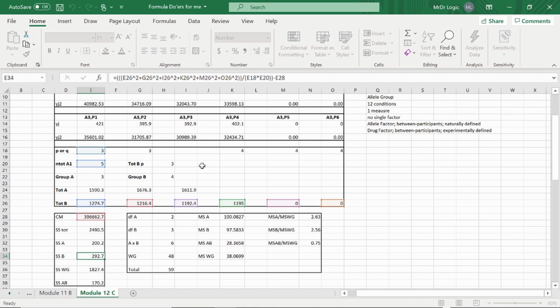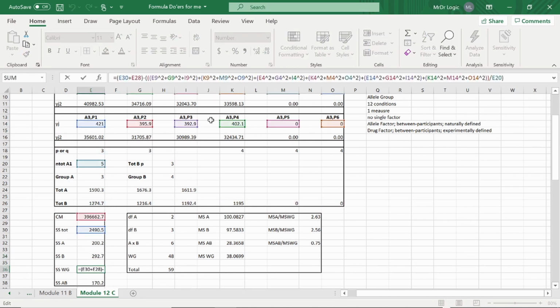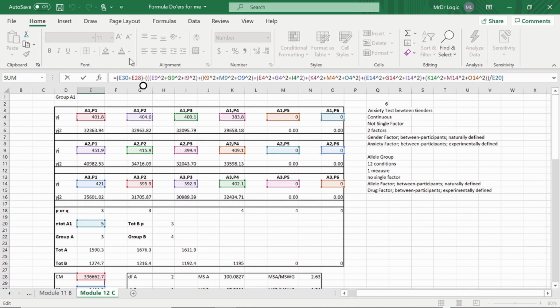Don't forget the minus CM, MSGW. This was a pain. So you have to take each and every one of them. Row 9, this puts it beautifully. Row 4 and then row 14. All of them squared, each cell individually squared, divided by the E20, which is the 5, and then just simply doing this because it messes with the whole program.